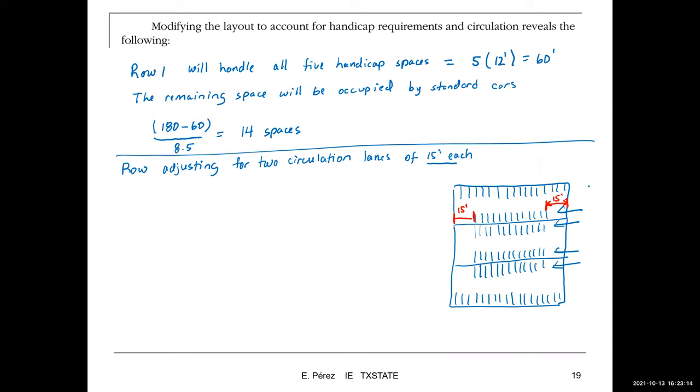So for adjusting the circulation lanes, we do the following computation. We have 180, that's this dimension right here, 180 feet. So 180 minus 15 feet times 2, all that divided by 8.5. That will be 17 spaces. So what that means is from here to here, we will have 17 spaces.